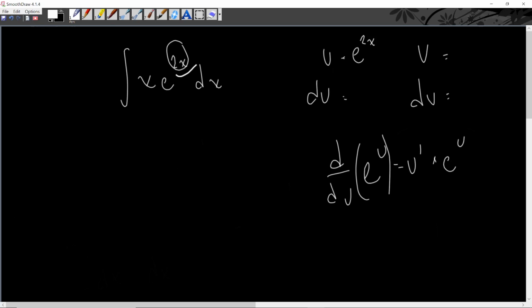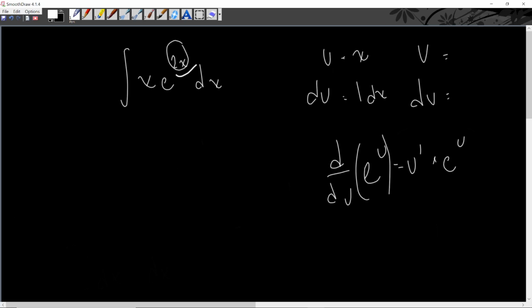Wait, what am I going to do now? Actually, let's see. Since we're only doing one integration, I think I'm actually going to let u equal x, and then du be 1 dx. Again, as we said, we want to remember that the derivative of x is going to be 1. I think this might be slightly easier to integrate.